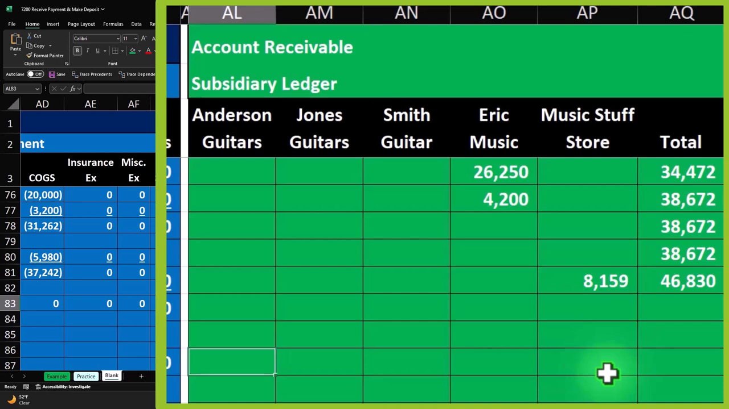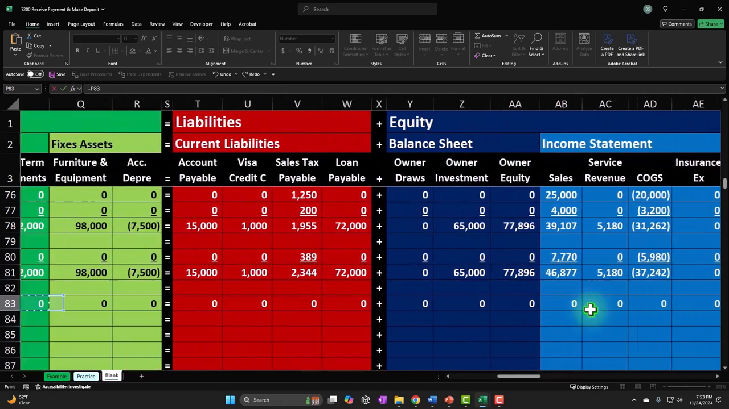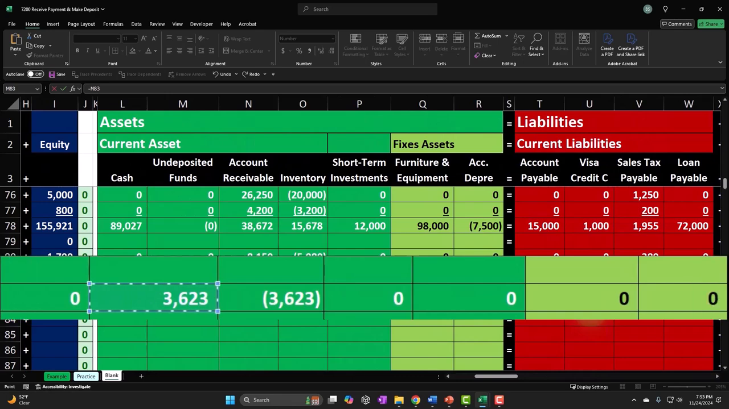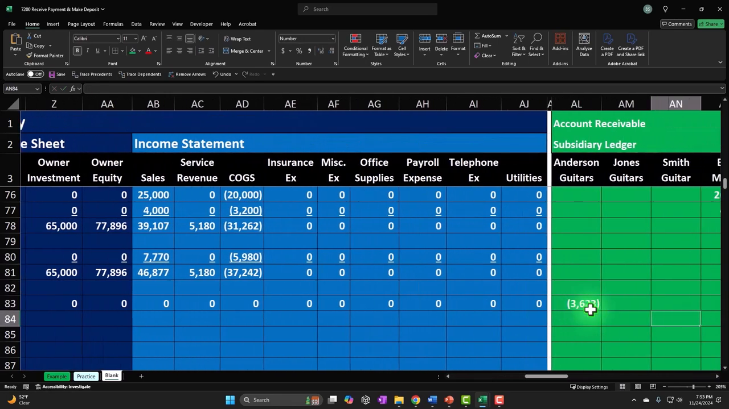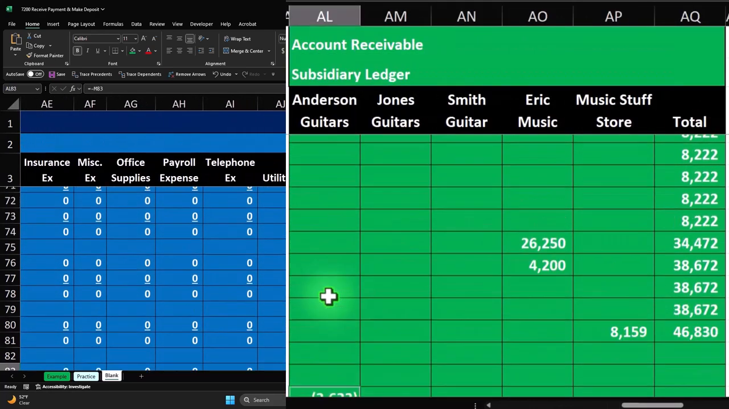Anyway, we're going to say that this is going to be equal to Anderson Guitars negative. And we're going to say this is going to be the 3623. So we'll say enter. So there we have that. So Anderson Guitars, this is what we have thus far.